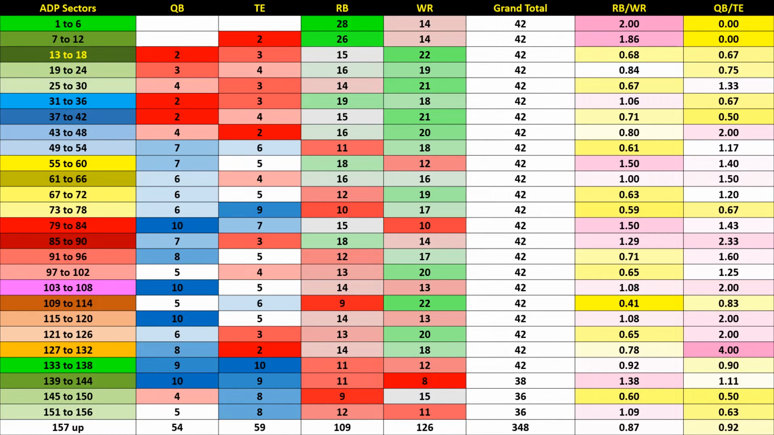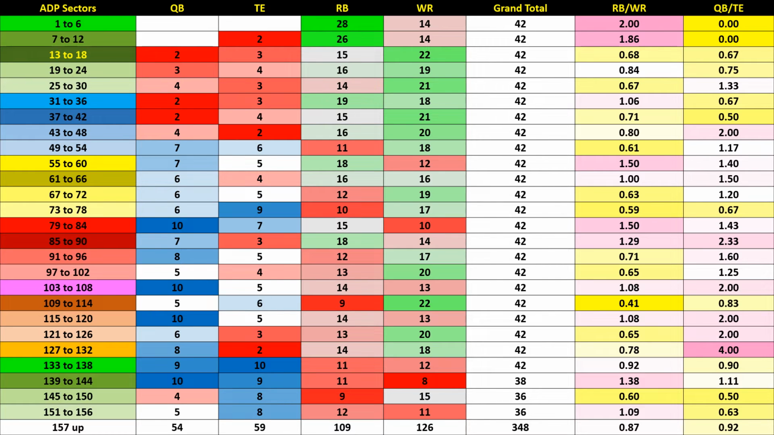And I look at the ADP sectors, and what that means is the first pick to the sixth pick, for instance, that's sector 1, the 7th to the 12th, 13th to the 18th, and so forth. So you can see the higher ADP as you go down the list here, and I guess I could point that out there. There it is.